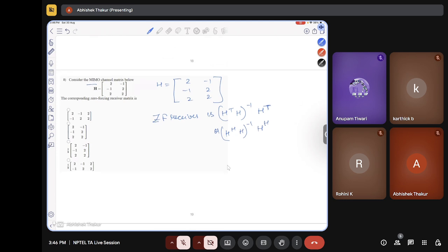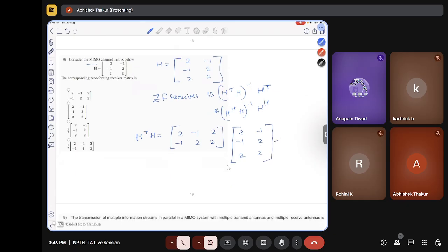So H is given. First we will find H transpose H. So the transpose of this will become 2 minus 1 2, minus 1 2 2, and H is 2 minus 1, minus 1 2, 2 2.